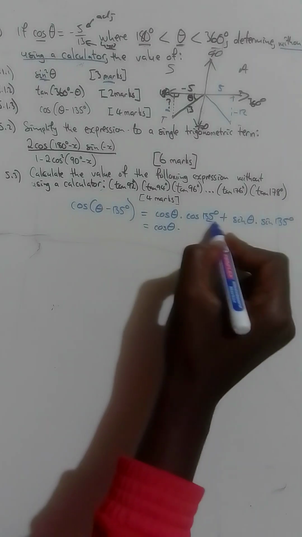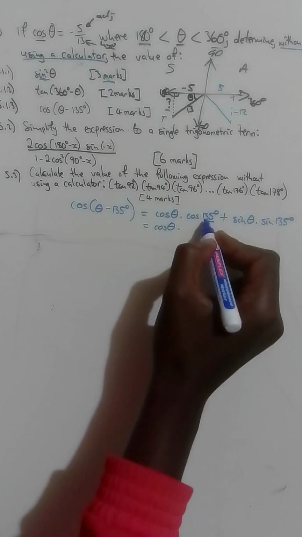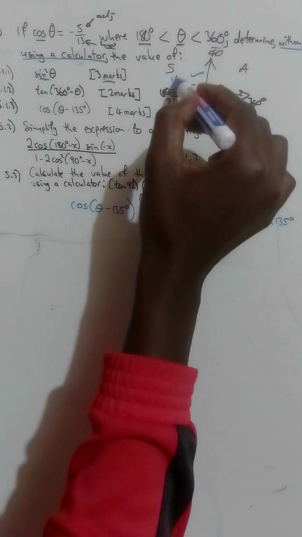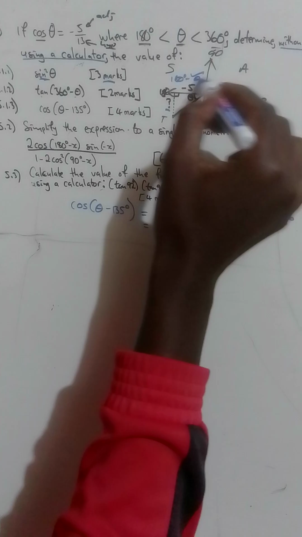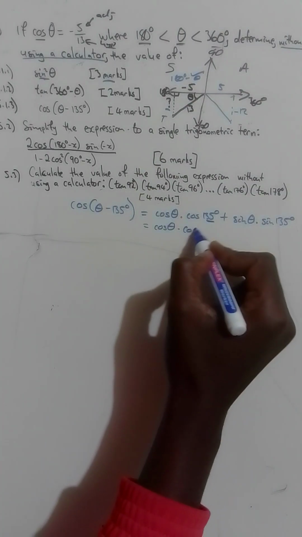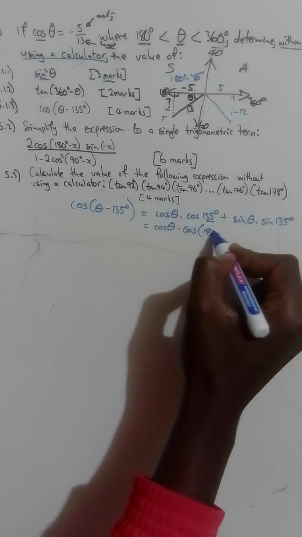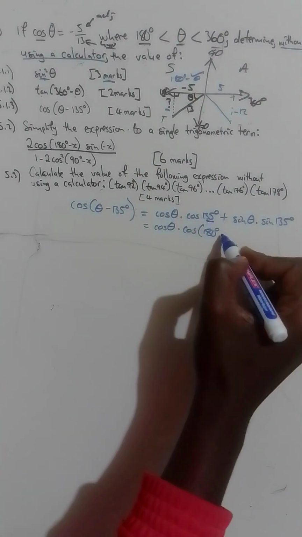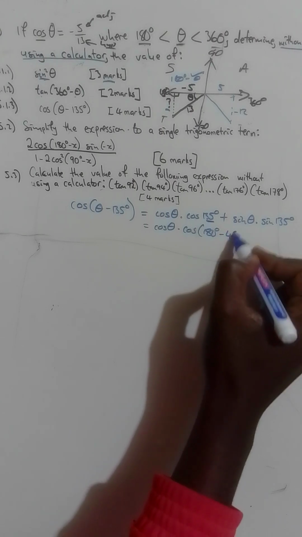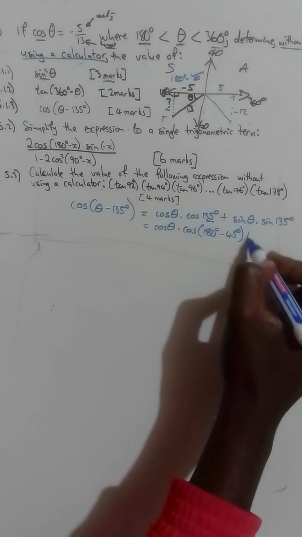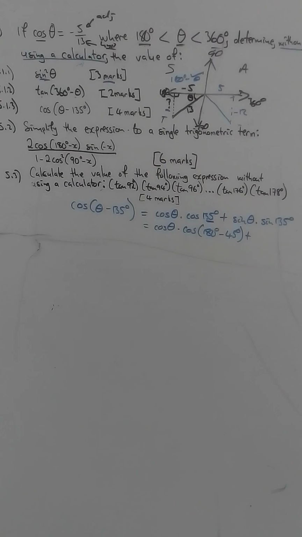Where do I find this 135 degrees? I find 135 degrees in quadrant number 2. Which reduction formula is used in quadrant 2? It's 180 degrees minus theta. So here now I come and I say cos open bracket 180. For me to get 135, I subtract 45 degrees, close bracket, plus, right?